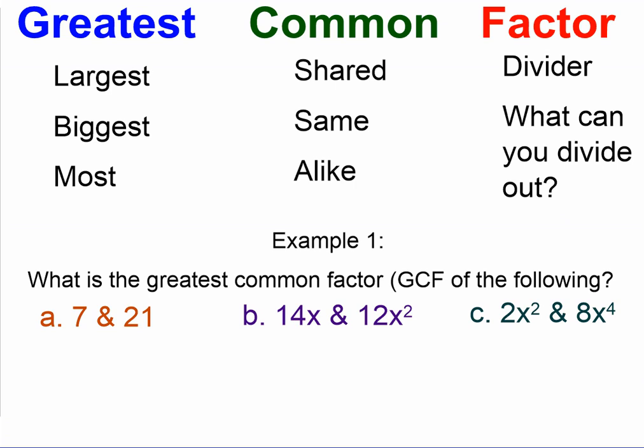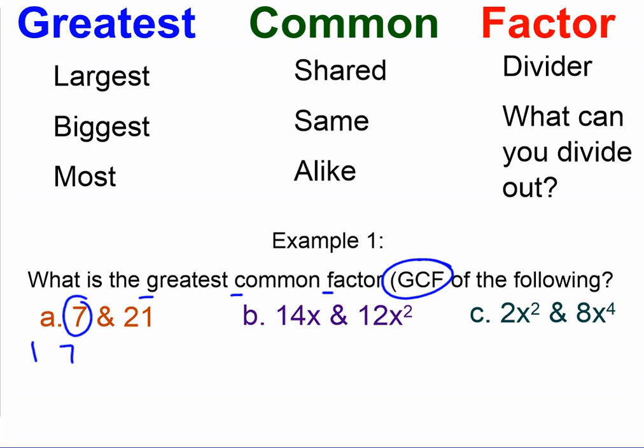So if we take a look at this first example, what is the greatest common factor, which we're going to call the GCF, of the following? We'll take a look at part A. What can I divide out of a 7 that I can also divide out of a 21? Well, if I look at the factors of 7, I know I can have 1 and 7.